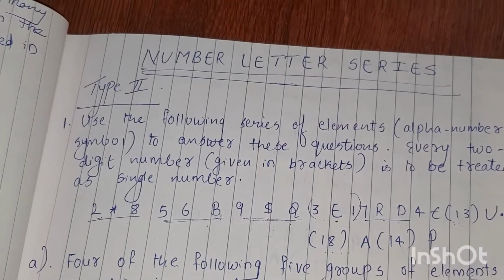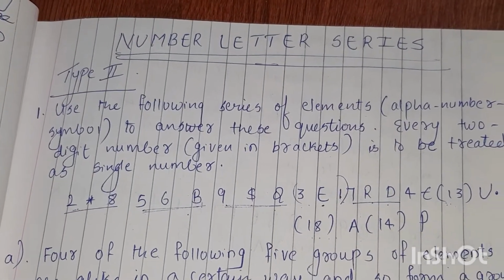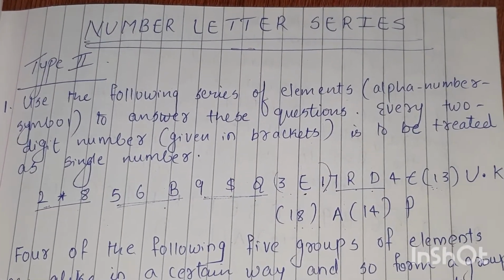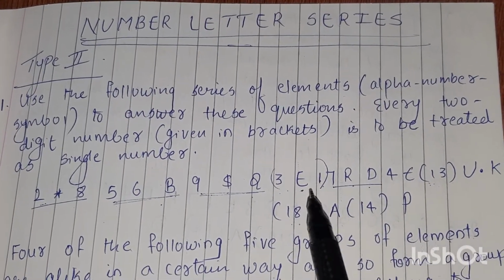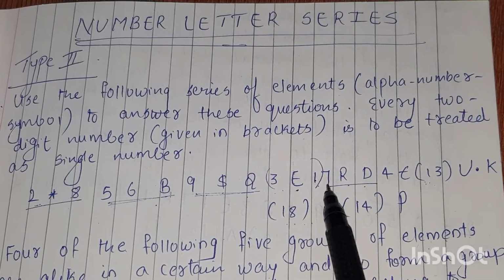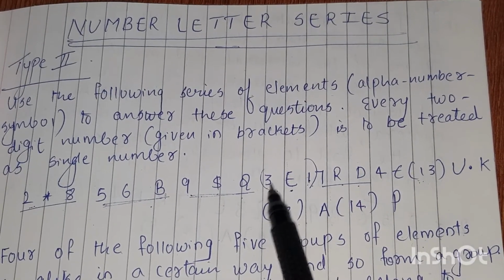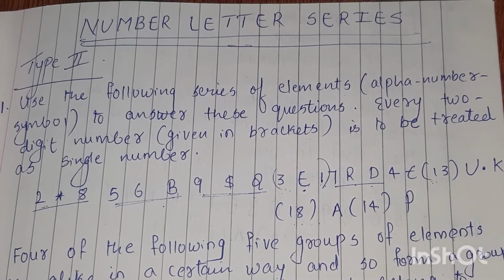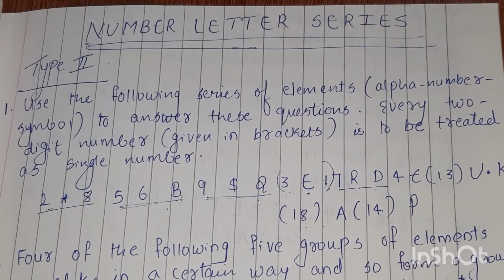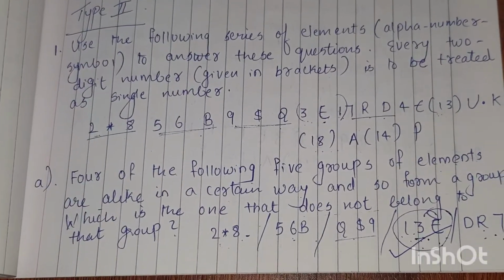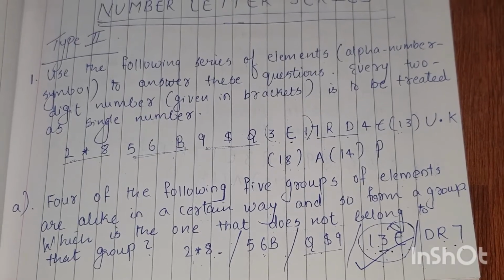Since the other group consists of consecutive elements, but this 13e is not consecutive because they have written 13e, but it should be 1e3 or 3e1. Understood? So the option which does not belong to that group is 13e. Understood? Fourth option is the answer.